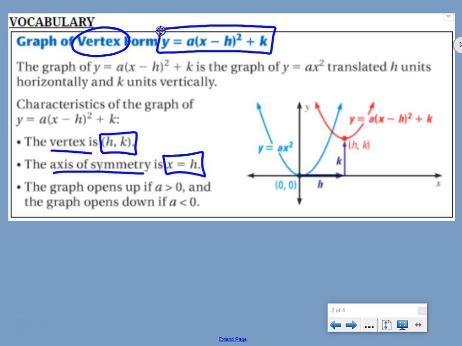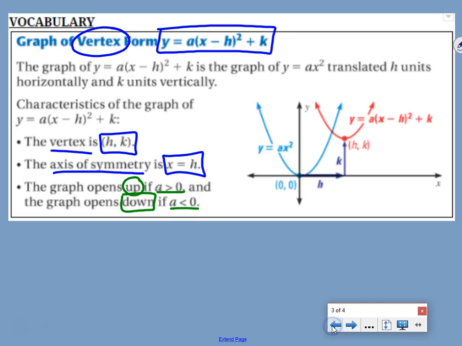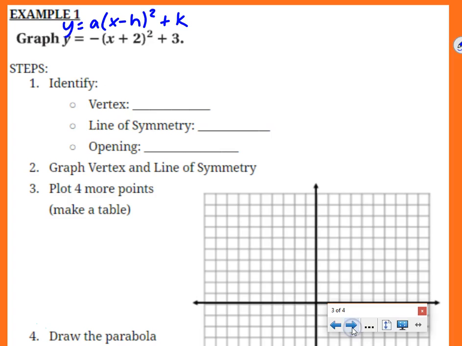So the a value still controls if the graph opens up for a positive a value and opens down for a negative a value. So let's put this into practice. We want to graph y equals negative x plus 2 squared plus 3. So we just want to write that vertex form above it. All right. So we're just using that vertex form right here. And we want to rewrite that above our equation.